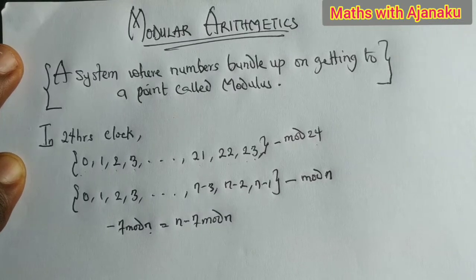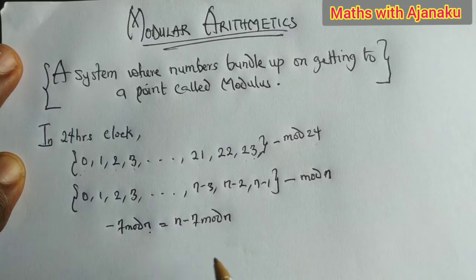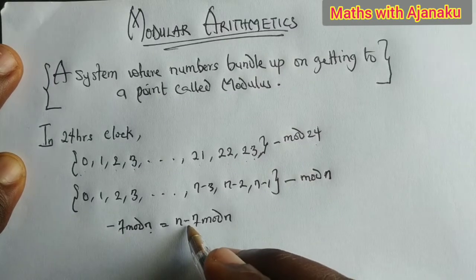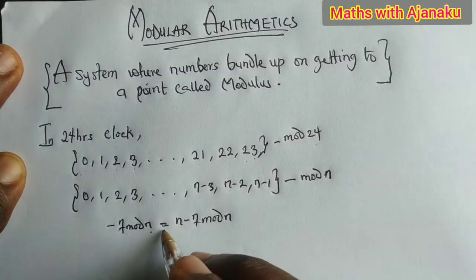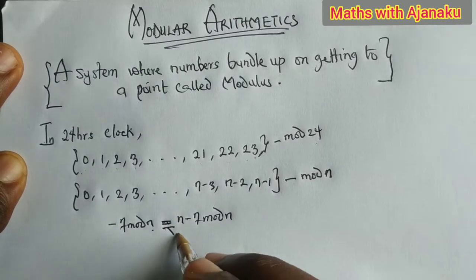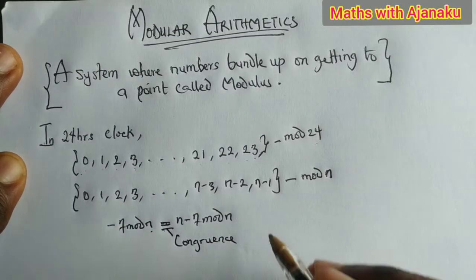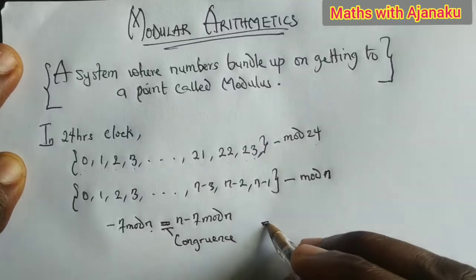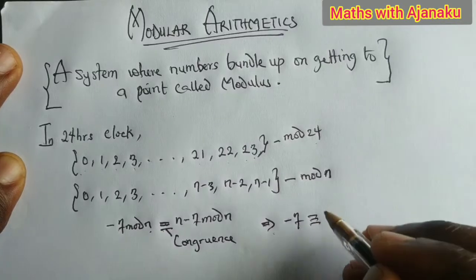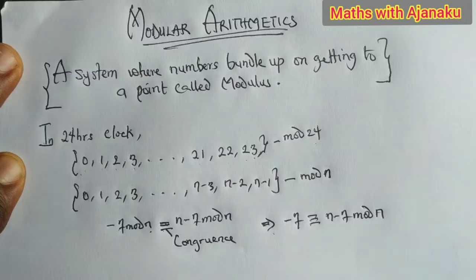And since there are countless numbers that can be in place of n minus 7 modulo n, we say minus 7 is not the only value that can be here, but it is equivalent to this value, or you simply say it is congruent. So this is read as minus 7 is equivalent or congruent to n minus 7 modulo n. I hope that is very clear.